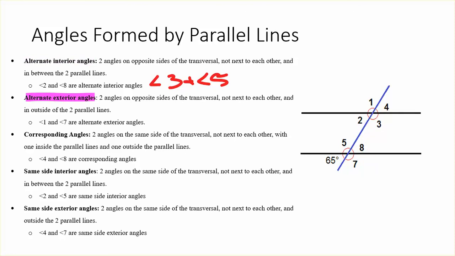Closely related to this are alternate exterior angles. The key here is that they're going to be exterior or outside of the two parallel lines. Again, they're on opposite sides and they're not next to each other. Our first pair is angle 1 and angle 7. Notice how they're both outside the lines. One's on the left, one's on the right. The angle in the bottom left, that's marked 65 degrees, is an alternate exterior angle with angle 4.